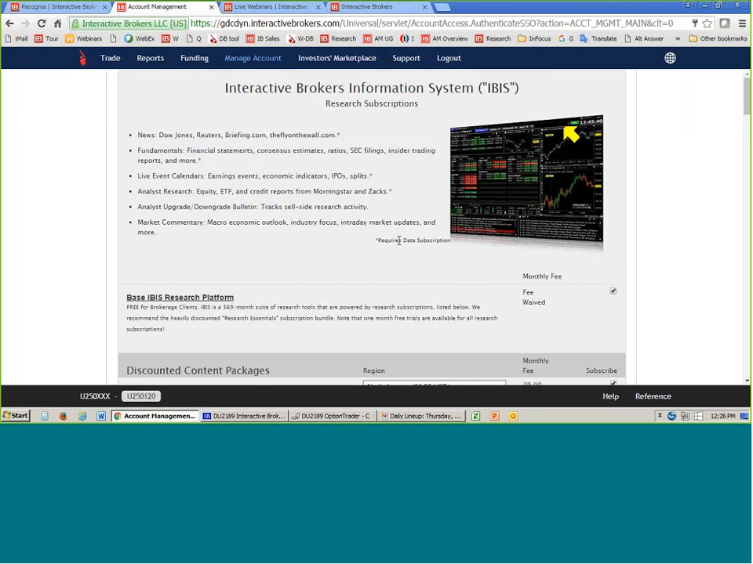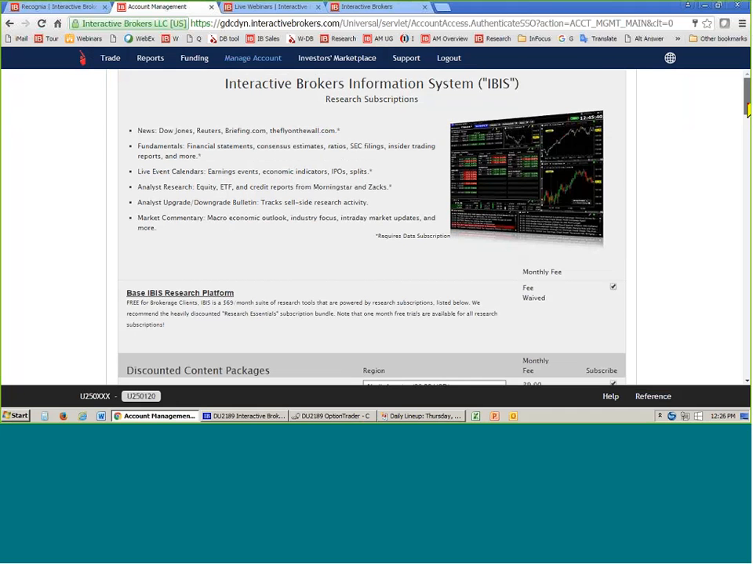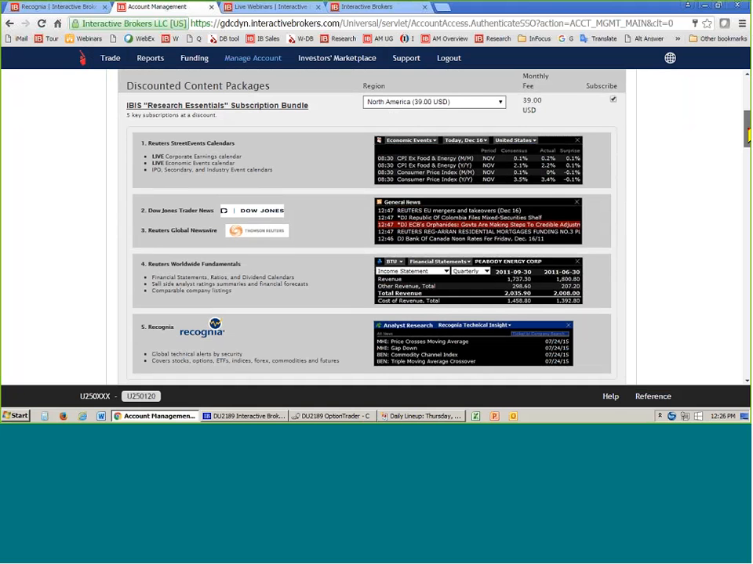Now notice here, as you come in, there is no charge for the basic research platform, but in order to take advantage of it, you'll find that we do include individual subscriptions. But with Recognia, it's actually included as part of the basic Research Essentials bundle that's available for Trader Workstation. Notice right down here at the bottom, you'll see the subscription to Recognia. So if you do subscribe, notice that it is available by different global region. Make your selection here. I happen to have it set on North America for right now.